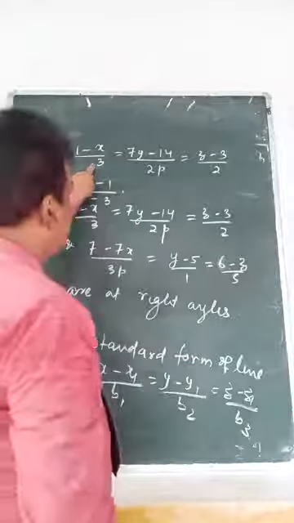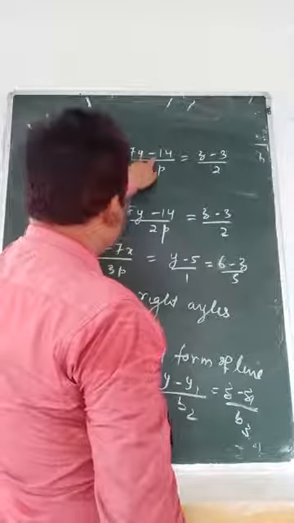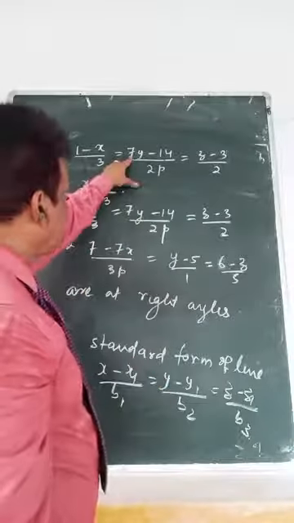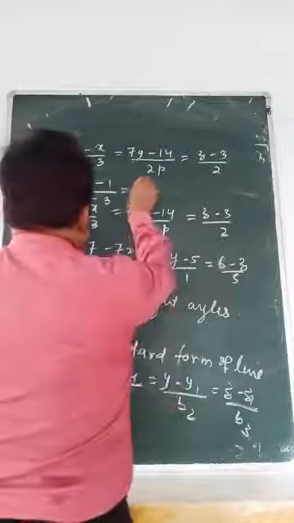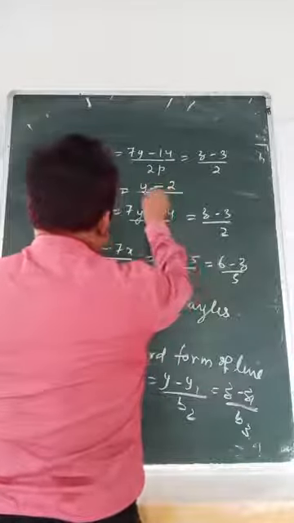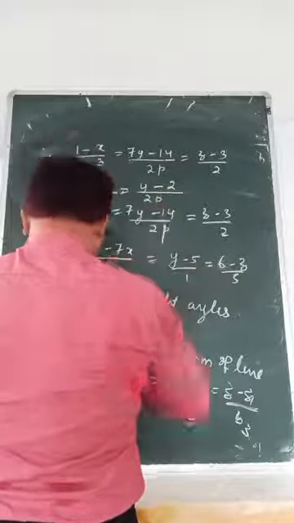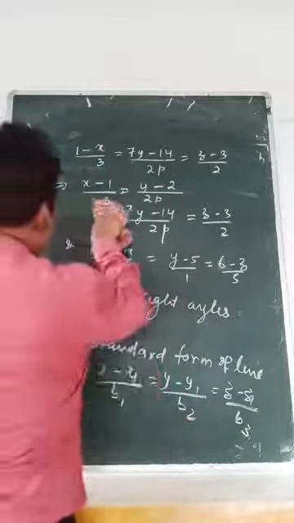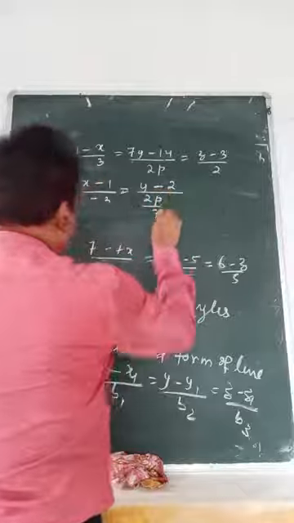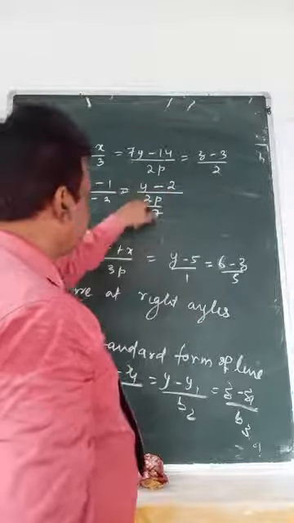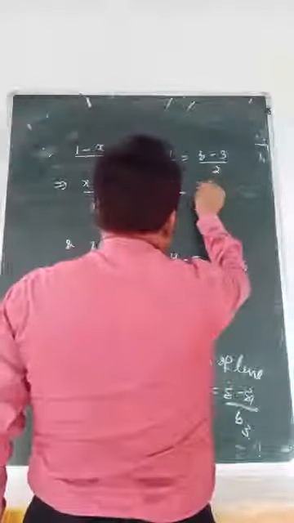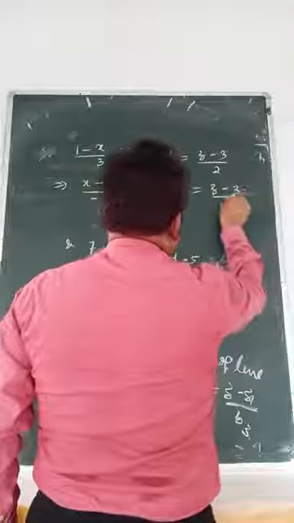Okay, then this is standard form, but the coefficient has to be 1. The 7 you have to remove, divide by 7. (y − 2p)/7 means you are dividing by 7. Okay, this is in the standard form, (z − 3)/2.